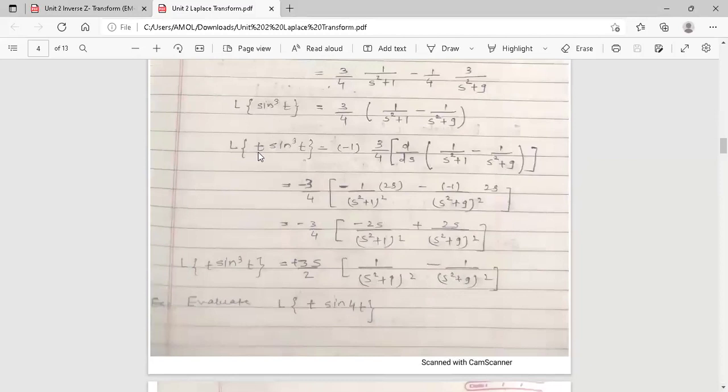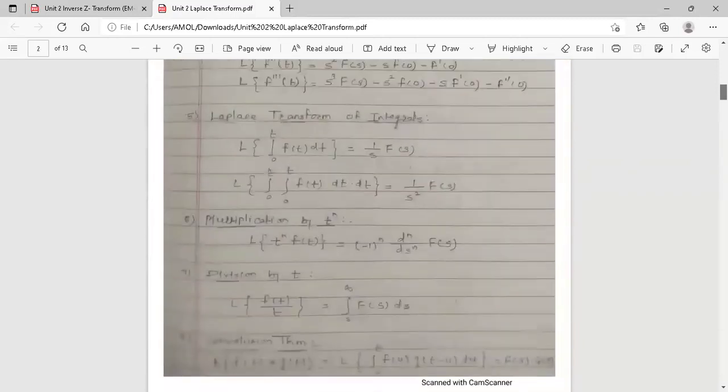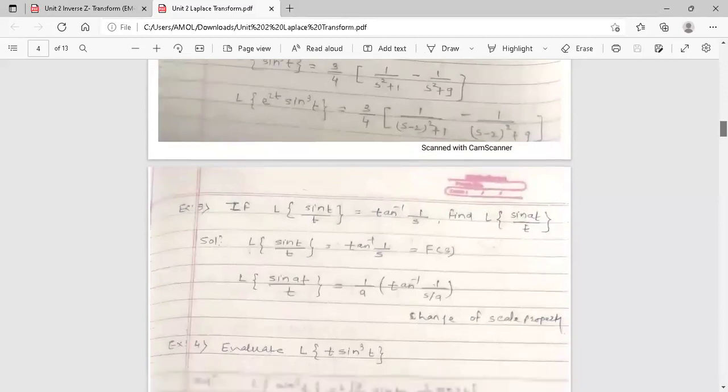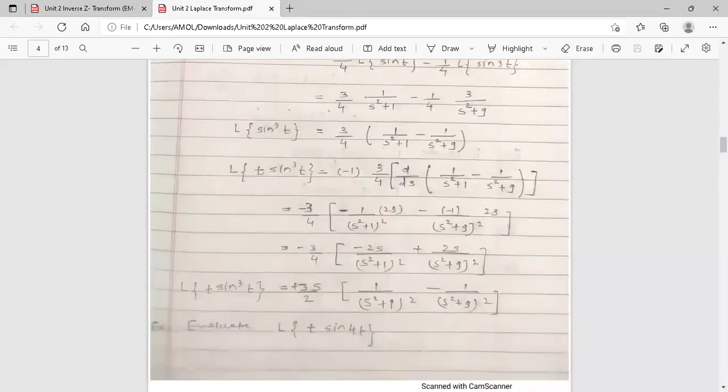Now the Laplace transform of t into sine cube t. Here use the multiplication by t property. See what the multiplication by t property is here. This is the multiplication by t property: Laplace of t raised to n into f of t is equal to minus 1 raised to n into the nth derivative of f of s with respect to s. Here, when the power of t is n, then we write minus 1 raised to n and then the nth derivative of f of s. But here, the power of t is 1. So put n equal to 1 in the formula.